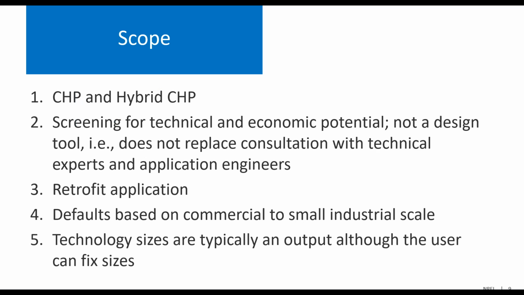So first, a quick discussion of scope. So as Kate described, we've added combined heat and power to REopt Lite. And so this allows analysis of combined heat and power systems, as well as what we're calling hybrid combined heat and power. So the hybrid in this case includes the other technologies that we've included, which is absorption chillers, thermal energy storage, plus the existing technologies within the REopt Lite tool, which is solar photovoltaics, wind power, and battery energy storage.